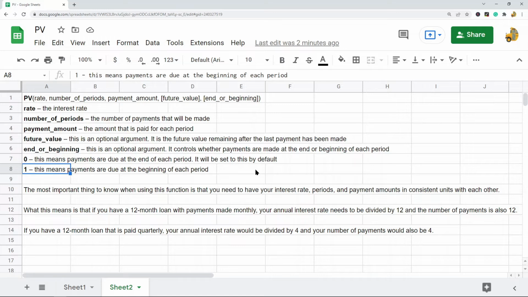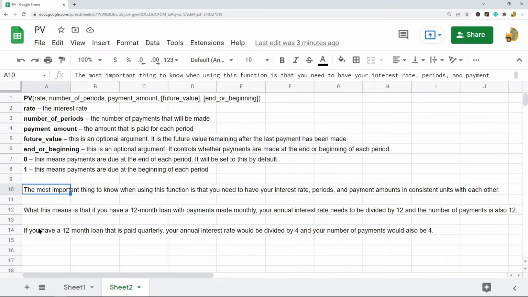Now, the most important thing you need to know when using this function is that you need to make sure the interest rate, periods, and payment amounts are in consistent units with each other. As an example, if you have a 12-month loan with payments made monthly, then your annual interest rate needs to be divided by 12, and the number of payments will also need to be 12. So if it's a 1-year loan and payments are made monthly, the annual interest rate has to be divided by 12 so that we get the interest rate per month.